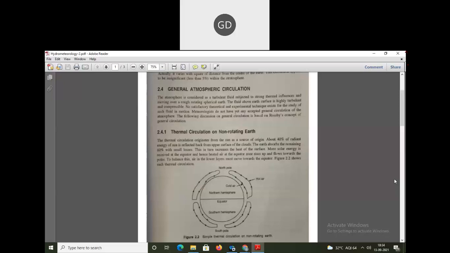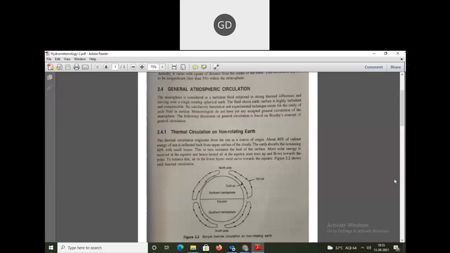This subsiding air divides into two branches. One is moving towards the south, and the second part continues in the north and eastward direction. So this is the effect of the earth's rotation on the circulation.